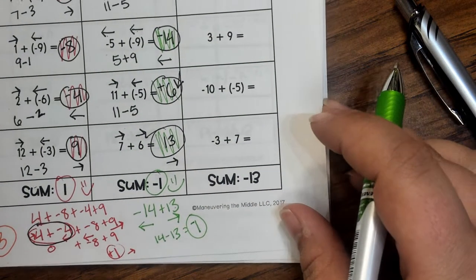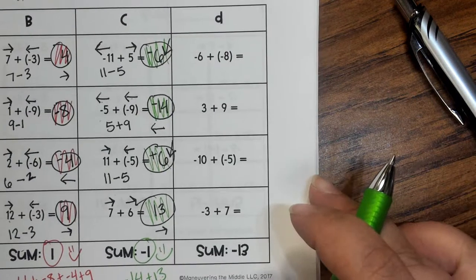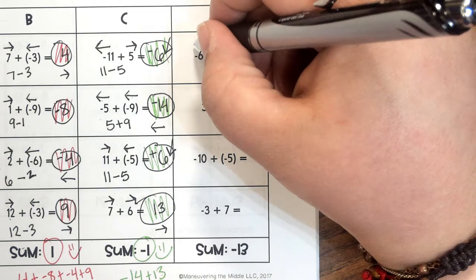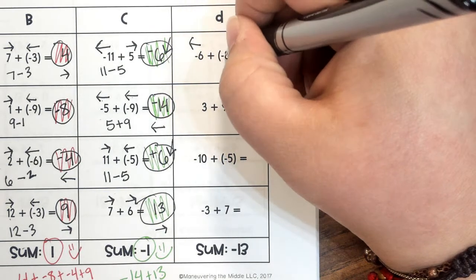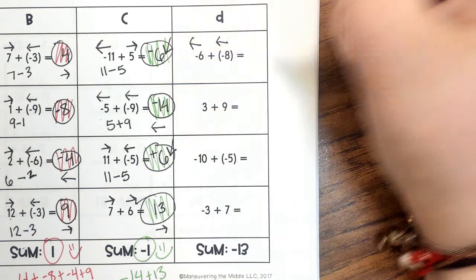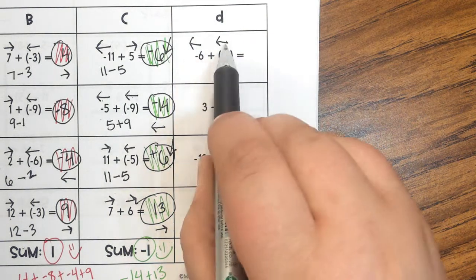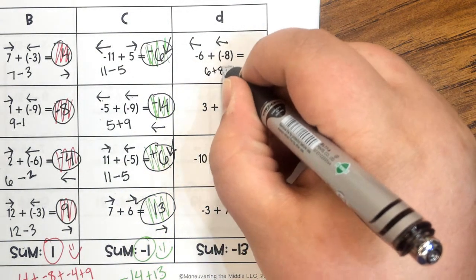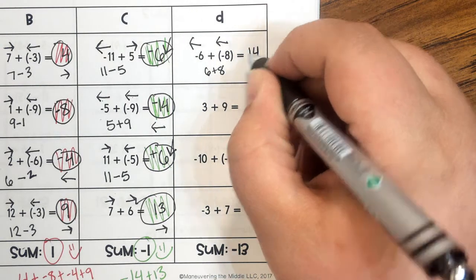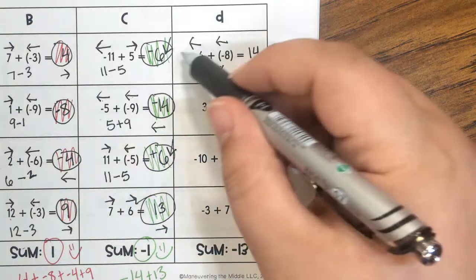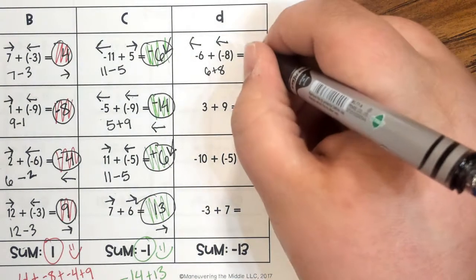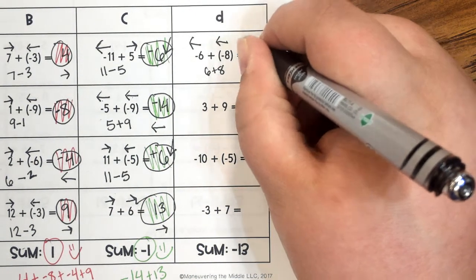We've got one more column. We've got negative 6, which is to the left of 0, plus negative 8, which is to the left of 0. Since those arrows are going the same direction, I'm just thinking about what is a normal 6 plus 8, and that's 14. Since both things were going to the left, I know that the final direction would be going to the left, so this is going to be a negative 14.